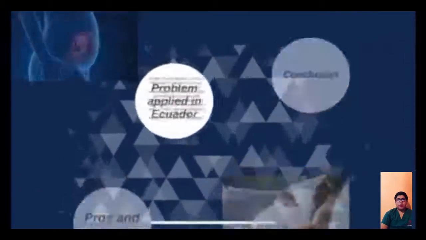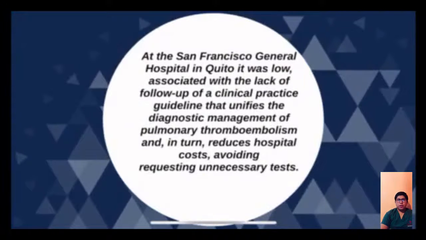Problem applied in Ecuador. At the San Francisco General Hospital in Quito, it was associated with the drawing up of a clinical practice guideline that unifies the diagnostic management of pulmonary thromboembolism and in turn reduces hospital costs, avoiding requesting unnecessary tests.